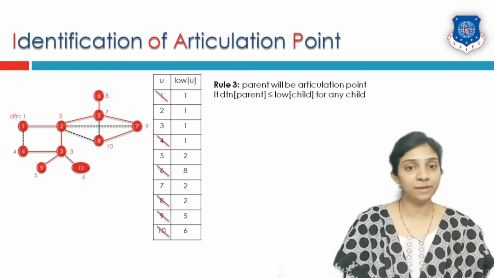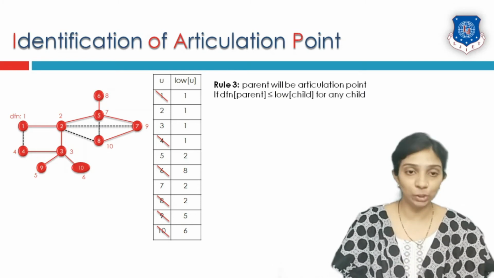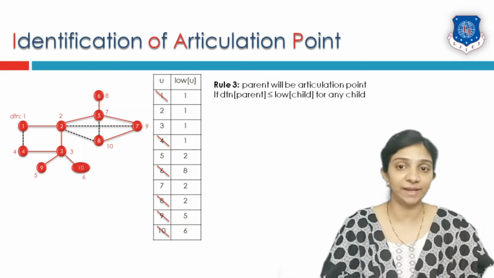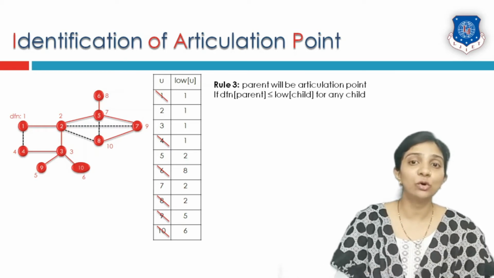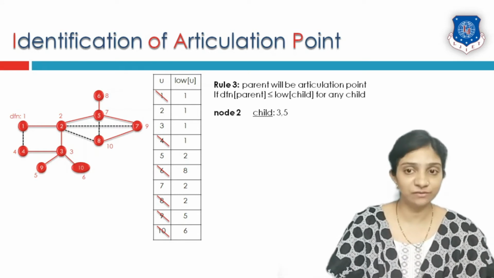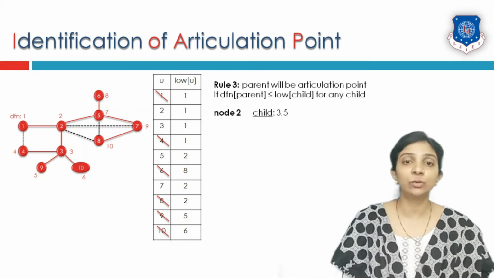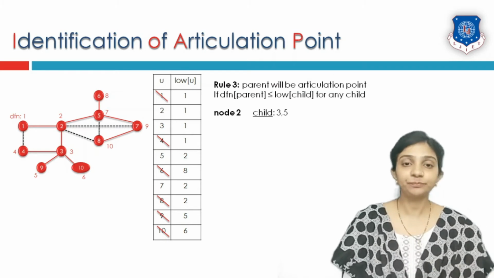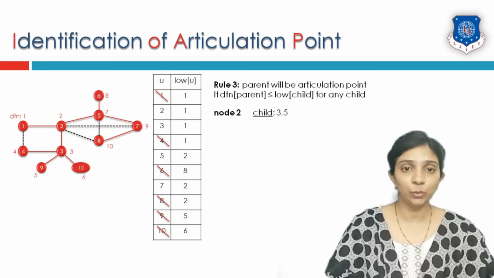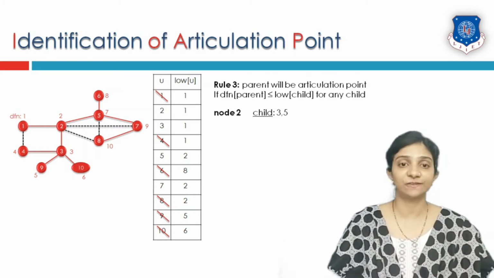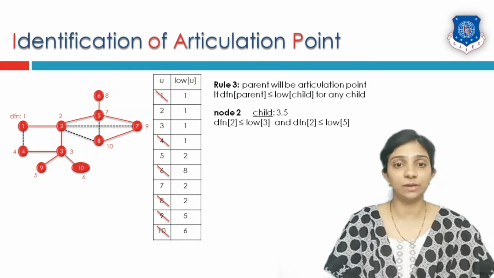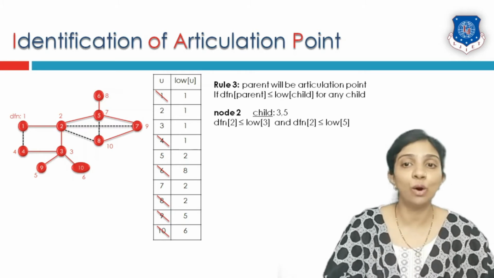Now for the remaining nodes, which are parent nodes, they can be articulation points if DFN of parent is lesser than or equal to low of its child for at least any one child. If this condition remains true, we say that node is an articulation point. So let us start with node number 2. Node number 2 has two children, vertex 3 and vertex 5. So DFN of 2 should be lesser than or equal to low of 3 and low of 5.